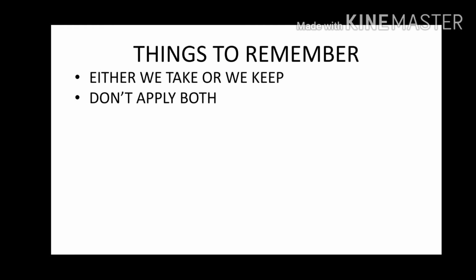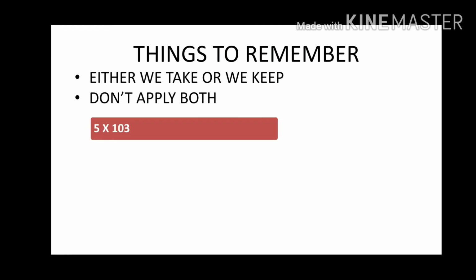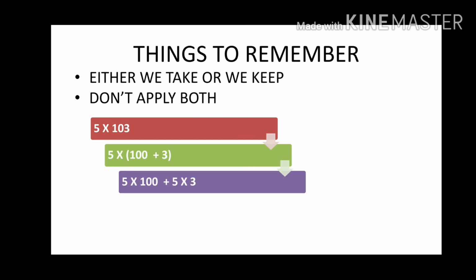Things to remember: either we take or we keep. We don't apply both. See, whenever you are doing any calculation using distributive property, we need not use both of them, like taking all and keeping all. Just see that example. Suppose we have 5 multiplied by 103. So 103 can be written as 100 plus 3. Then we can use the take all. So 5 is taking 100 and also 5 is taking 3. Here again we cannot use keep all.